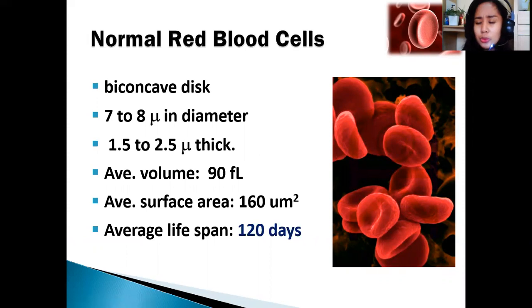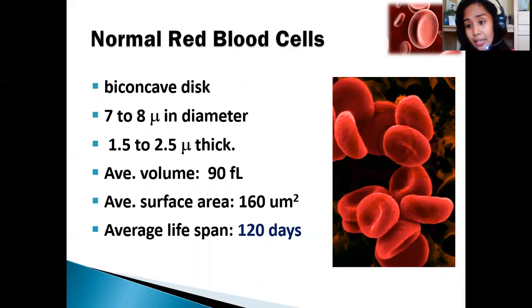Guys, I don't want you to ever forget the normal red blood cell morphology. Number one, it is shaped like a biconcave disc. If you look at your red blood cell, anywhere, it is a biconcave disc, meaning there is a shallow depression in the middle of your red blood cell.